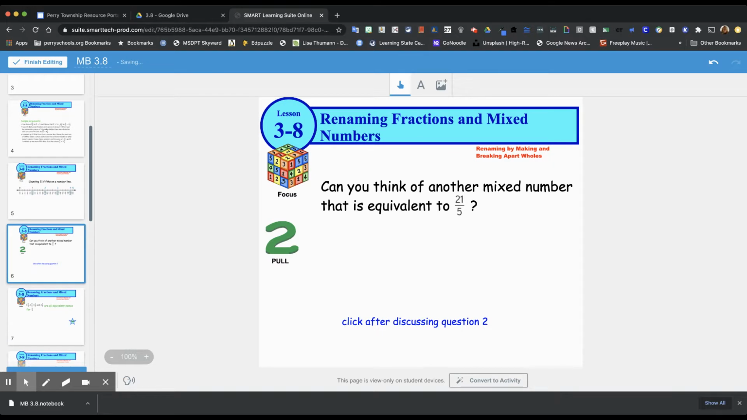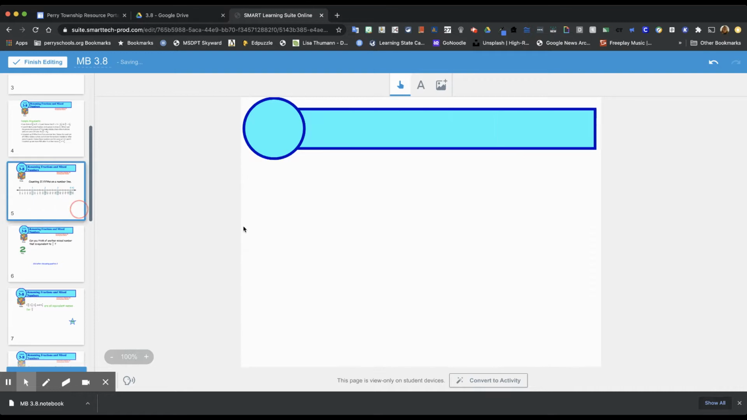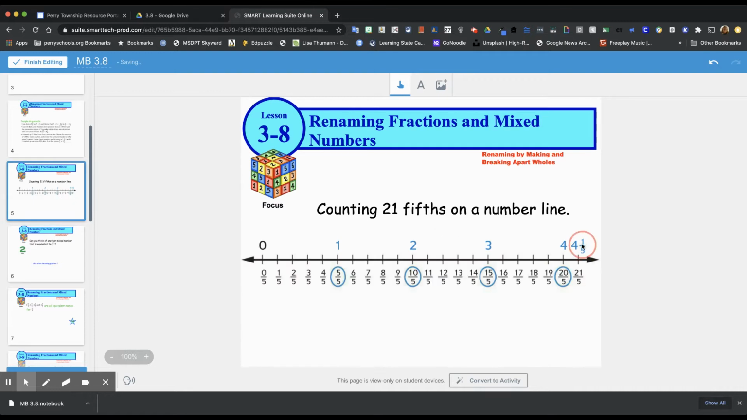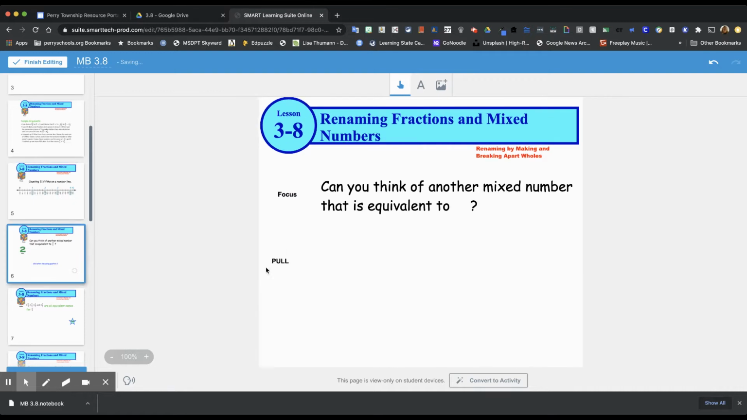Can we think of another mixed number that's equivalent to 21/5? So we created 4 and 1/5, but are there any other mixed numbers that are equivalent to 21/5?